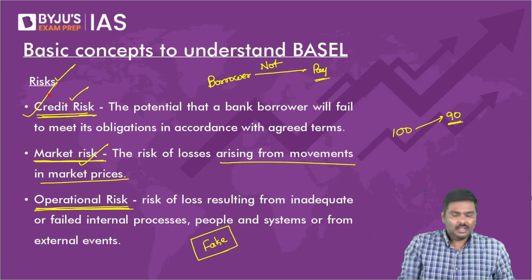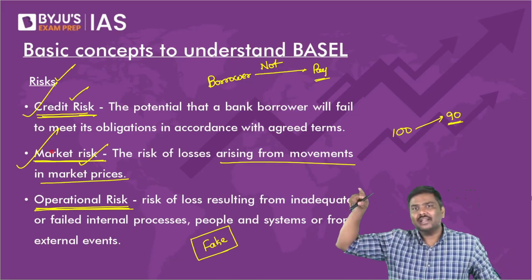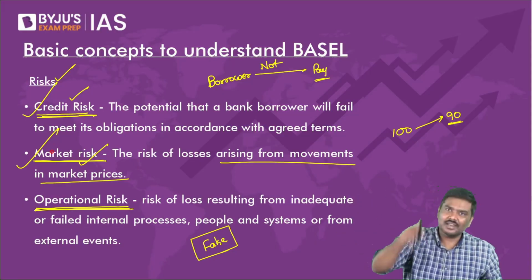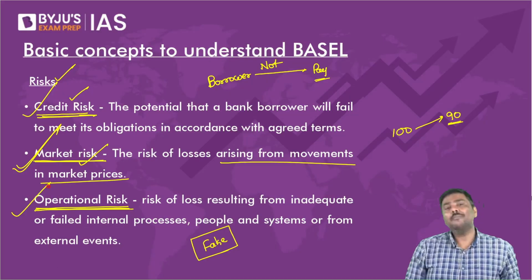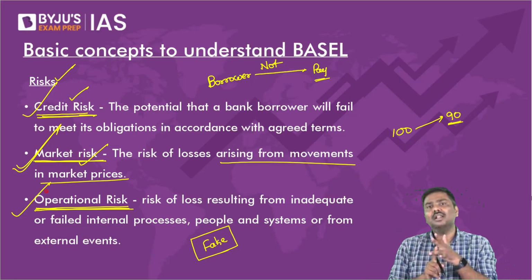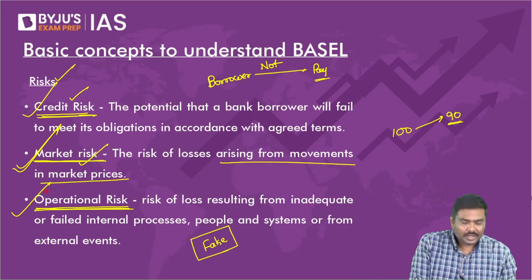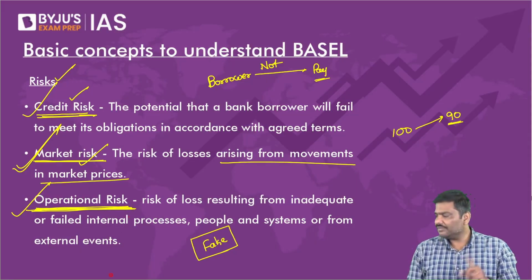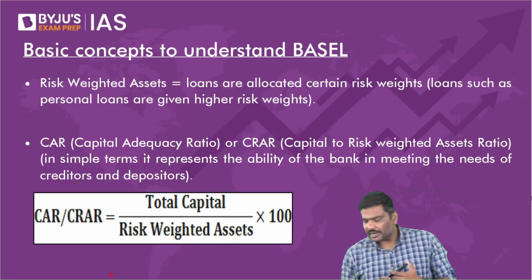Credit risk. Market risk: there are changes happening in the market, and because of the movements in the market, the bank will face a risk and losses. Operational risk: because of the systems, the people, technology, etc., the bank will face a loss. Can we go forward? Let me know. Can we go forward?